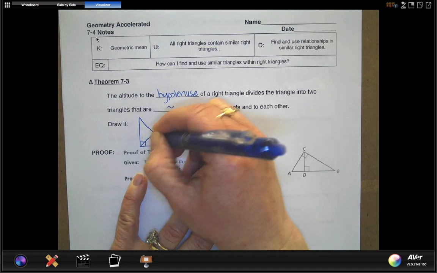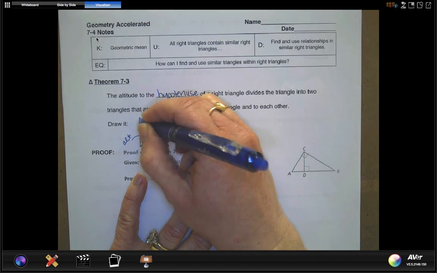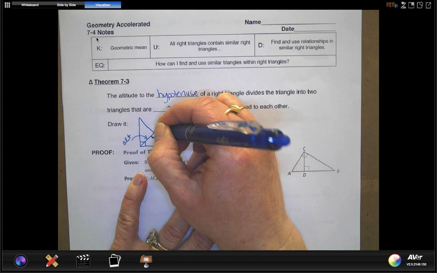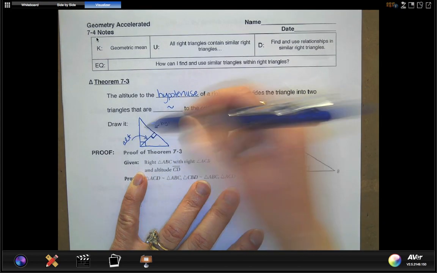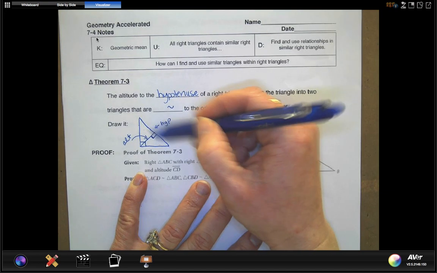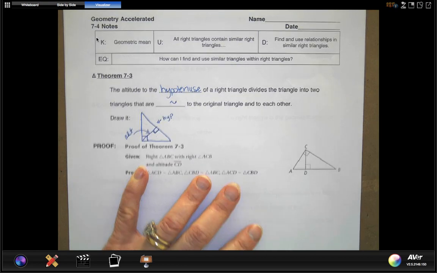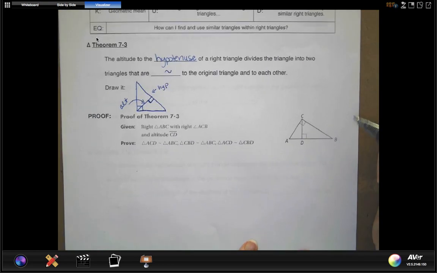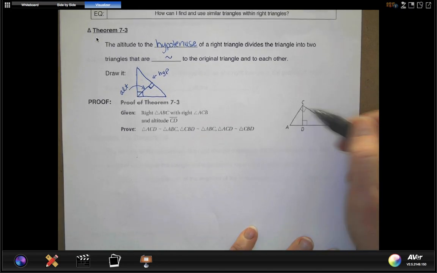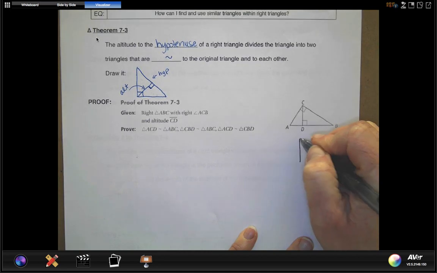So the altitude to the hypotenuse, because remember, we can call these the altitudes too, but the altitude to the hypotenuse divides the triangle into two triangles that are similar to the original triangle and similar to each other. All right, there's a proof right here. And what I'm going to do is take this triangle and split it up into the three triangles that it is, okay?